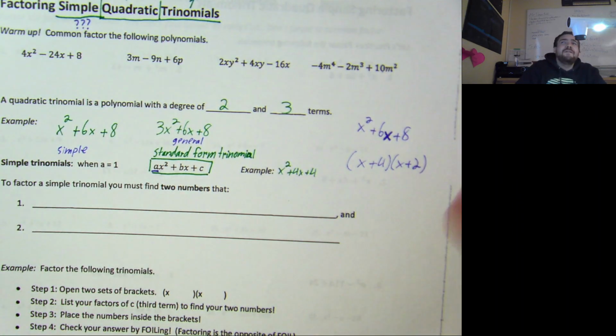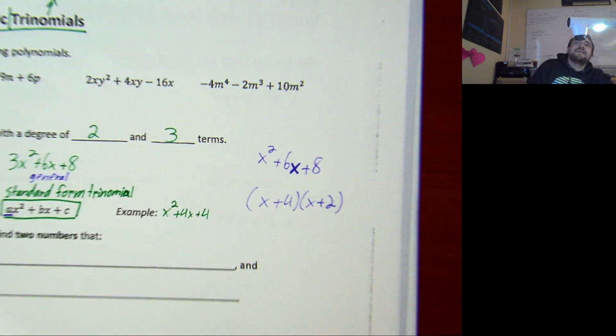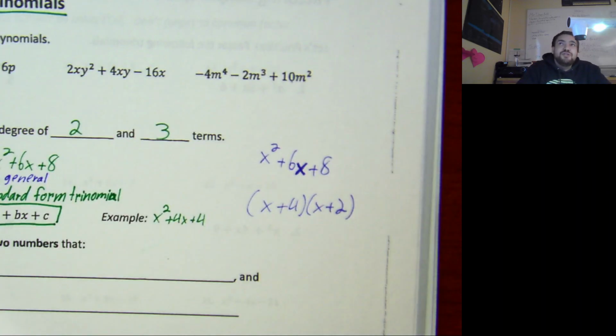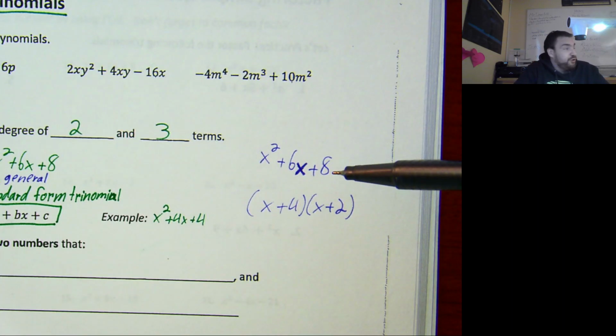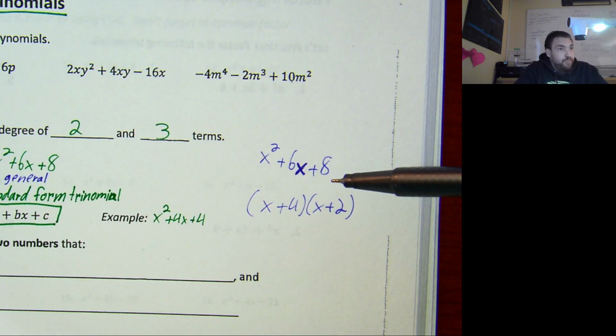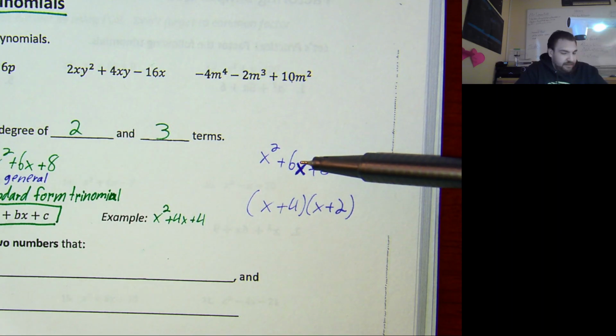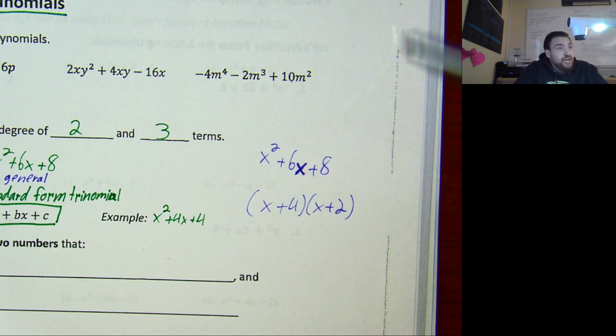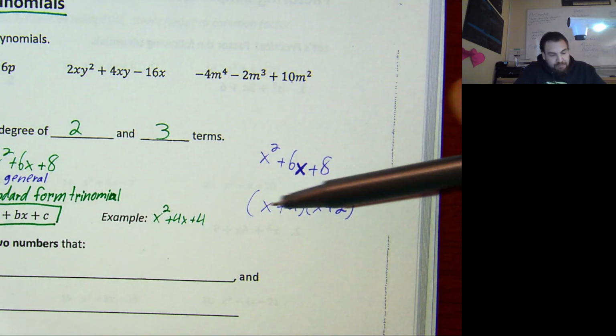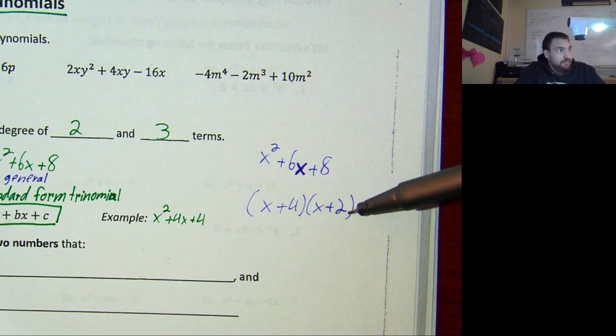How'd you do that, Harwin? So the numbers that multiply into 8 are 4 and 2 and 8 and 1. And does any combination there add to 6? 4 and 2 does. So then we know that our binomial has to be x plus 4 and x plus 2. Is there a middle step we could write out before that?